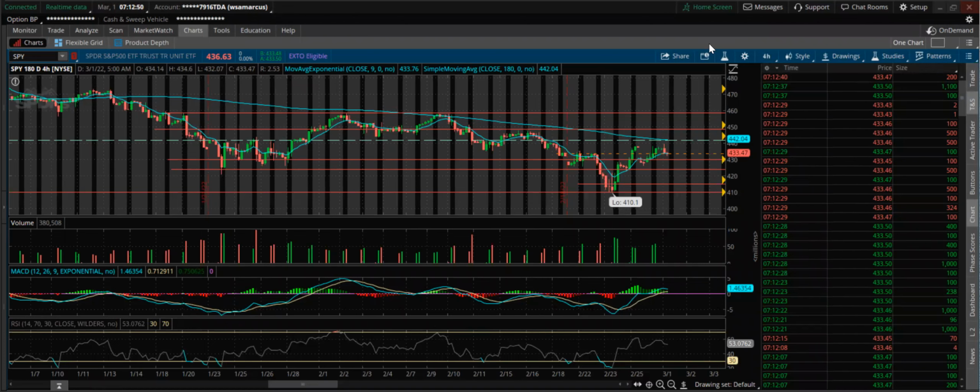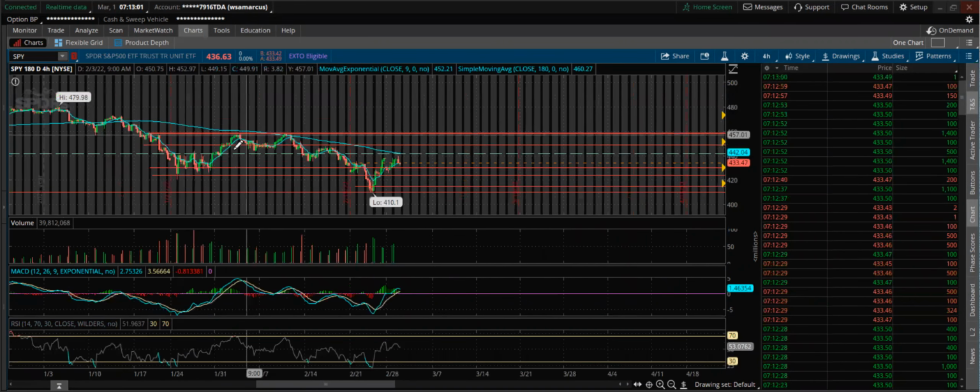So looking at the overall charts, we're going to focus on basically following the chart. We're looking at the SPY on the 180-day 4-hour chart. And what we could see is that the SPY is rejecting the SMA. We keep on rejecting the SMA towards the downside.